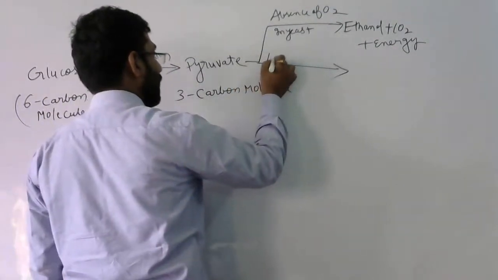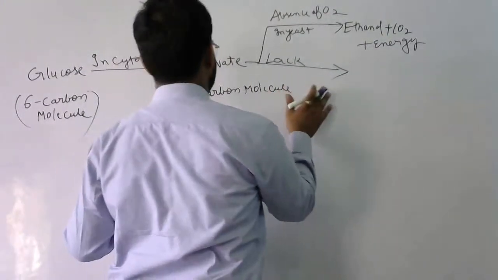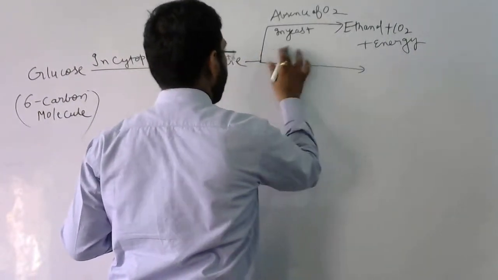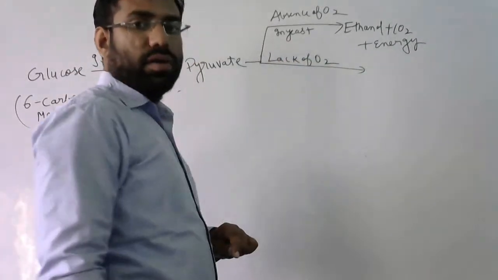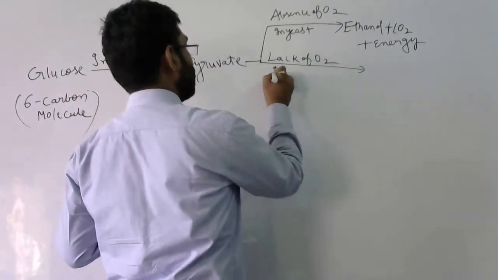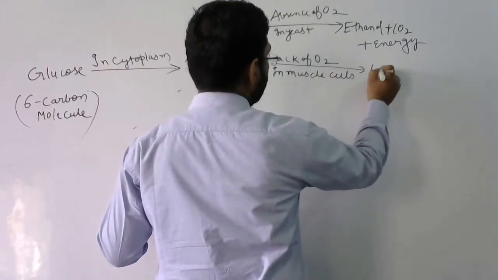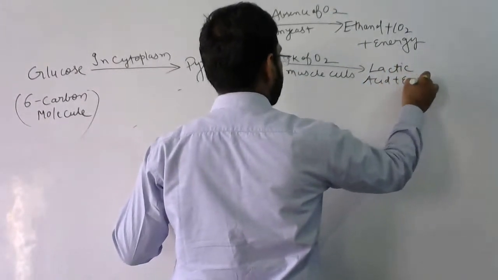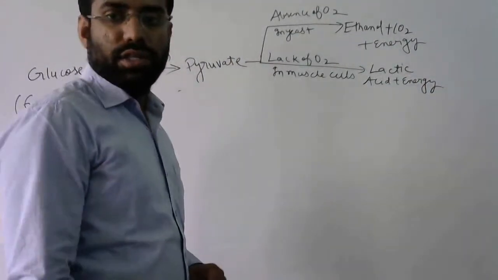But if there is a lack of oxygen, not in proper amount, very less amount, and where does this lack of oxygen take place? In our muscle cells. If there is a lack of oxygen in the muscle cells, pyruvate will break down into lactic acid plus energy.